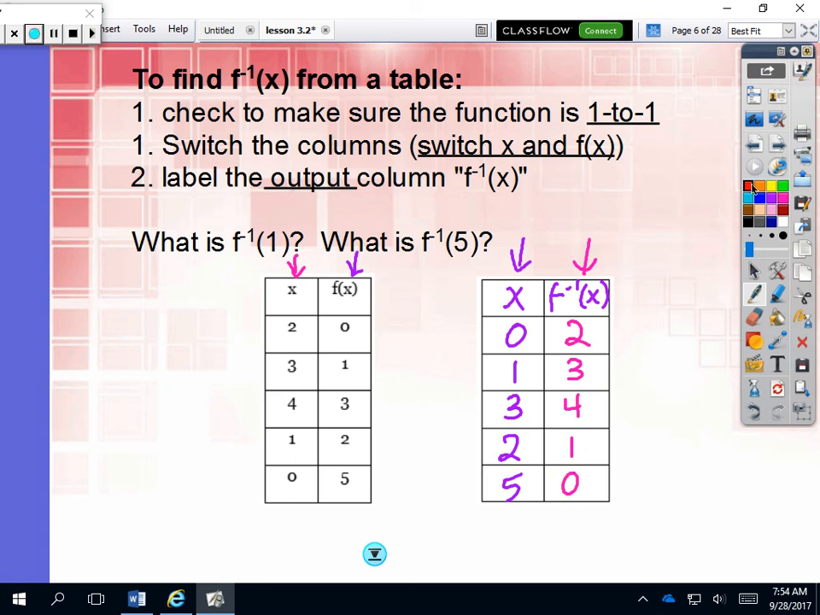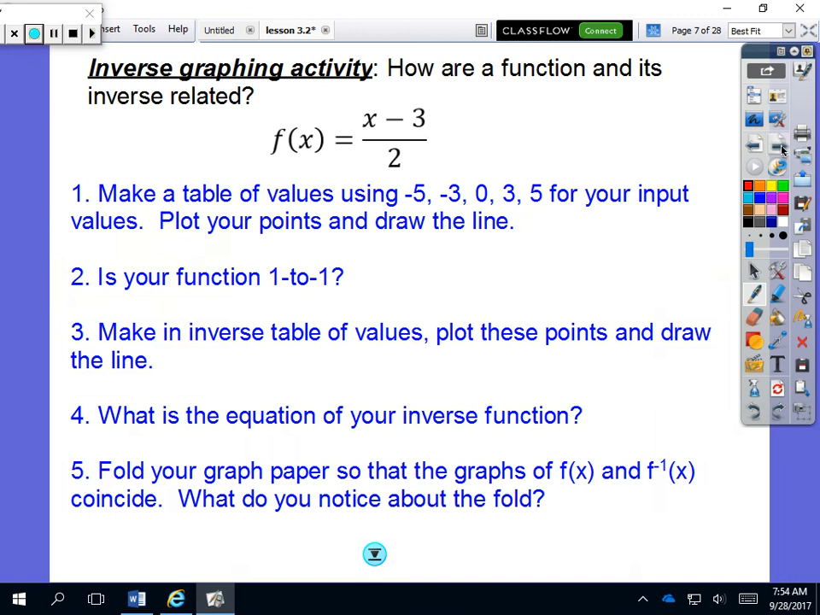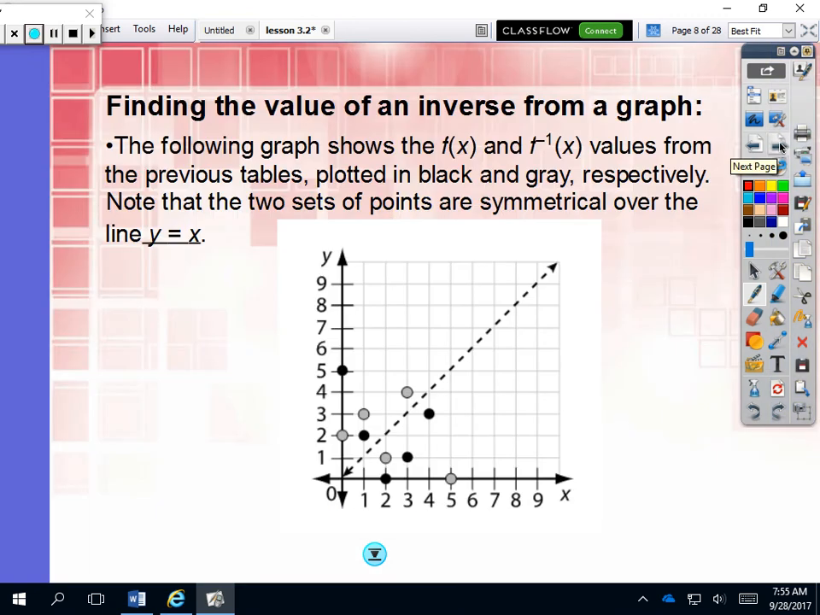So what would f inverse of 1 equal? Well, start in the 1, and it equals 3. What's the f inverse of 5? 0. So that's how you find the inverse values of a function from a table. We're going to skip that for this class.